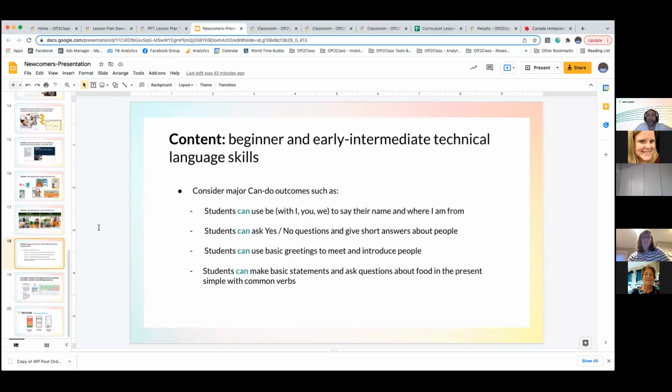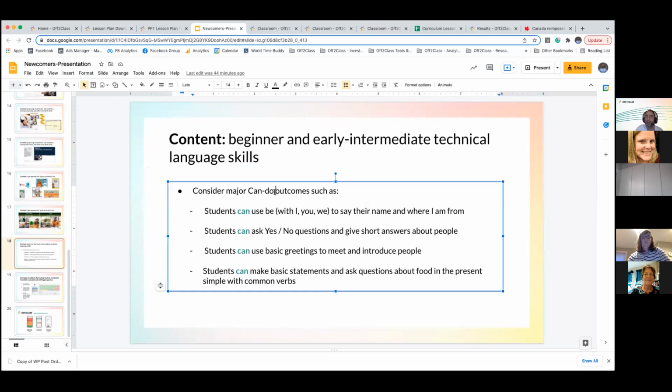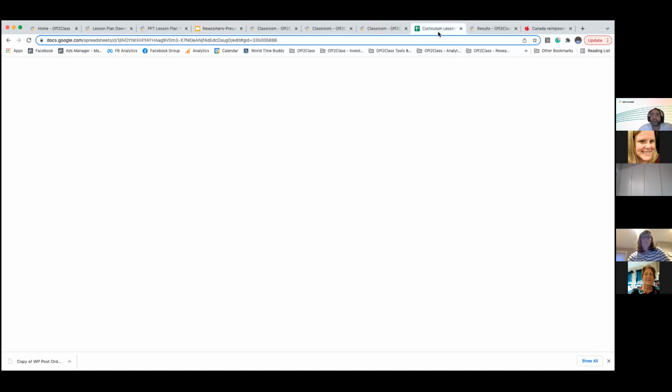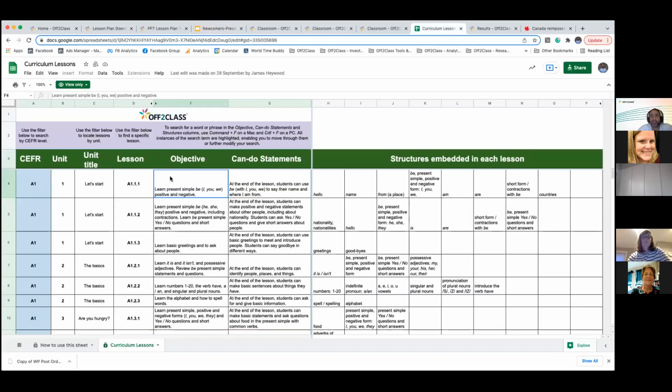And then on that idea of beginner and early intermediate technical skills, think of when you're designing your own curriculum, think of a lot of the can-do outcomes that you're wanting to achieve. This is an example of the can-do statements from Off to Class, our beginner curriculum.